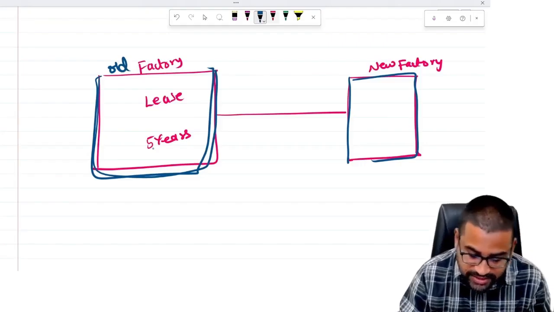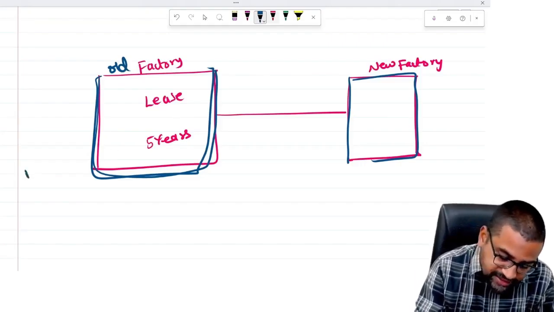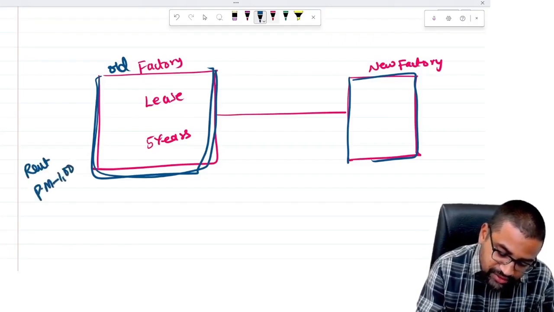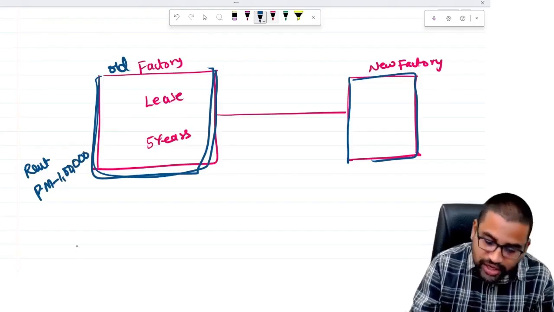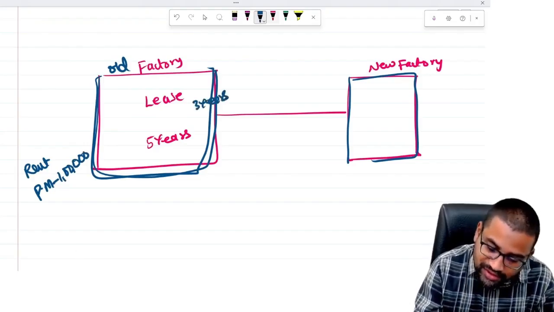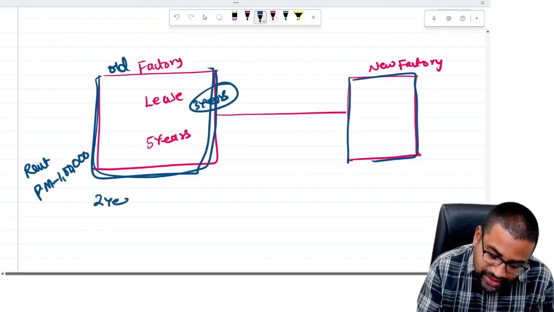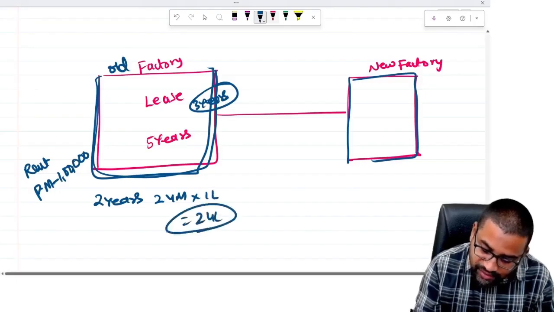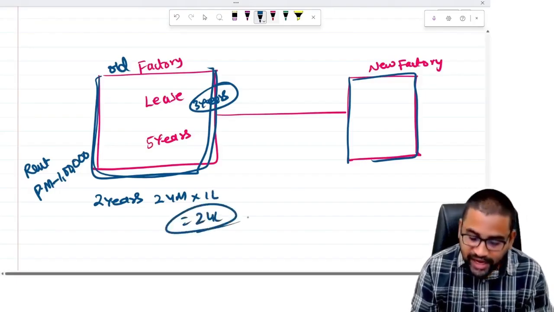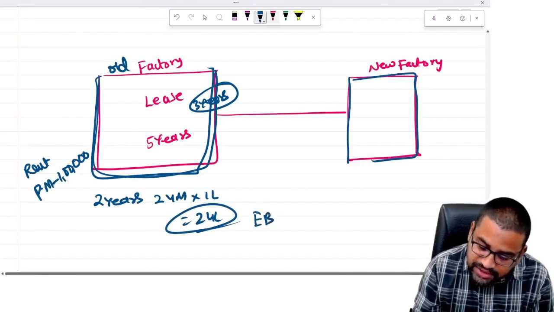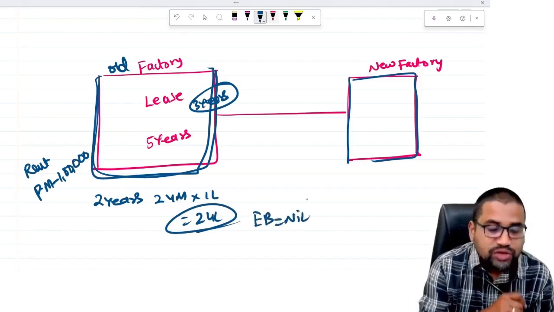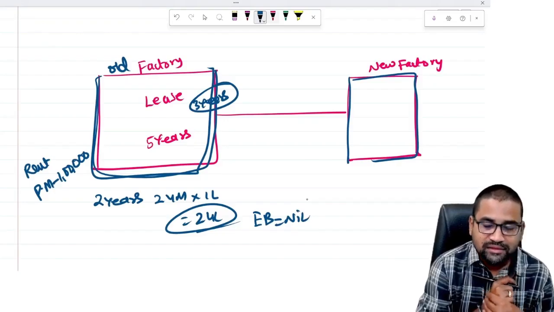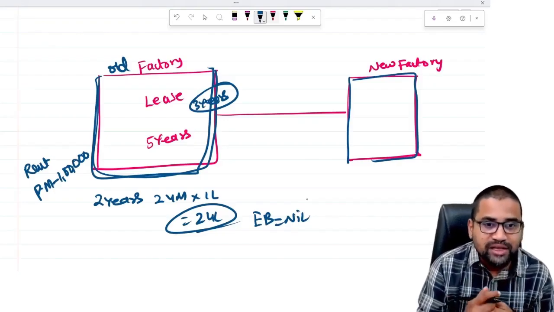Now in this case, for example, the rent per month is 1 lakh rupees. Already 3 years of the contract is over. Now the remaining 2 years of the contract is there. So 24 months into 1 lakh rupees, 24 lakhs we need to pay. Is there any economic benefit to us? No, nil, because we are not using this factory, and we cannot sublet it to anybody.